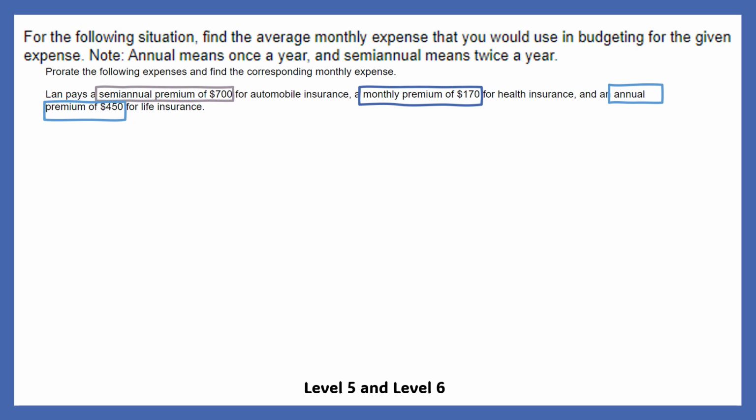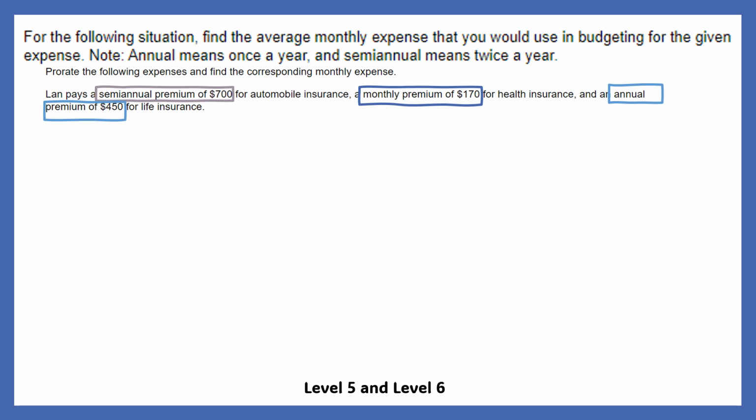When you're deciding your cash flow and taking into account your monthly expenses, you need to remember that you don't pay all your bills every month. What I mean by that is some things you only pay every 6 months or every other month. So in this example, we have land paying a semi-annual premium. That means that land is paying their semi-annual premium every 6 months, twice a year. Also have a monthly premium for health insurance and an annual premium for life insurance. So those are all on 3 different time scales.